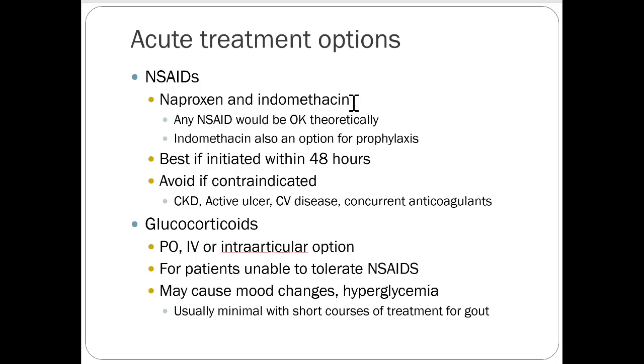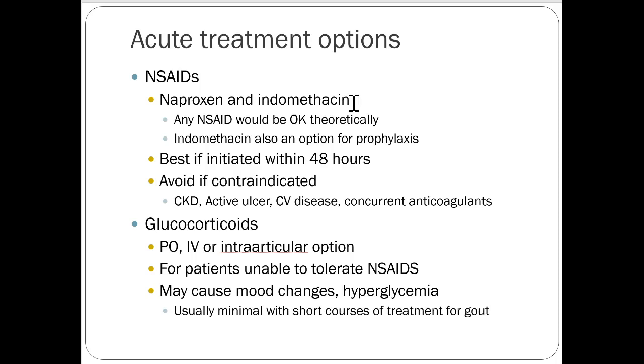Glucocorticoids, PO or IV, or you could do intra-articular too. I've never seen that done. I assume some people do that in clinic, but we usually just use oral in the ED. Use when patients are unable to tolerate NSAIDs; may cause mood changes, hyperglycemia. Now this is my personal opinion: I'd put glucocorticoids as the second option. I think NSAIDs for the vast majority of patients should be the first choice because they're probably going to be the better tolerated ones when used in a short course.